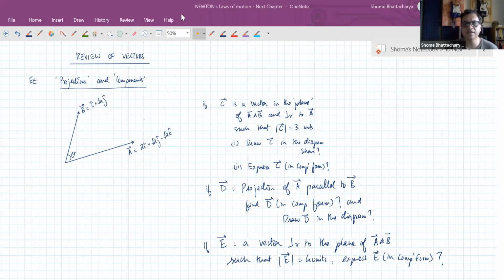Okay, so obviously you make the diagram in your notebook only, but after making the diagram, when you've expressed these vectors C, D, and E in component form, just send it to me in the text message and I will verify for you if it's correct or not.